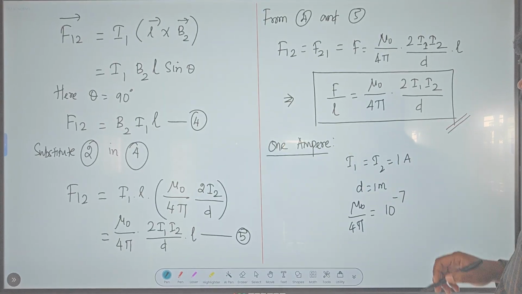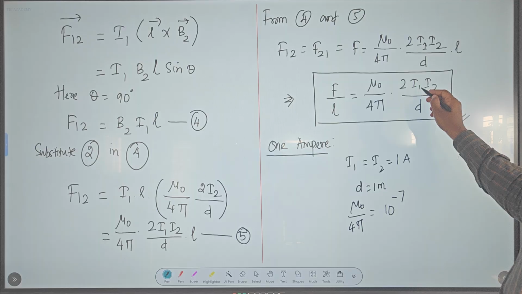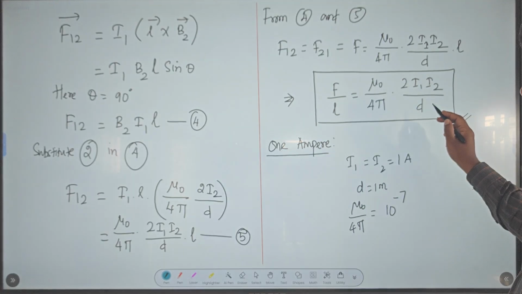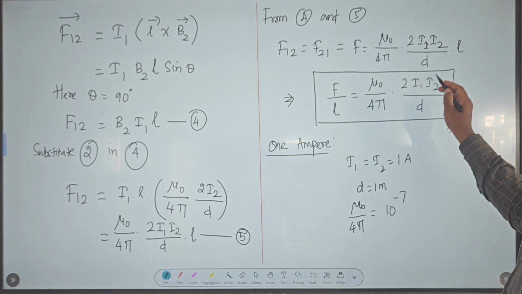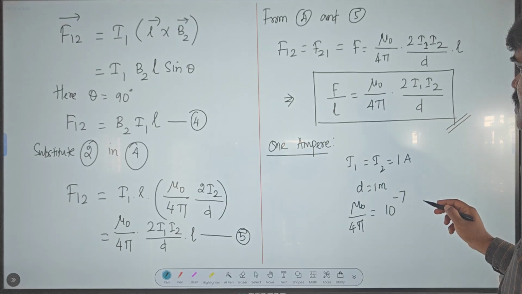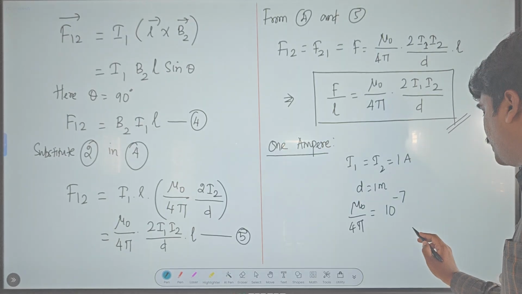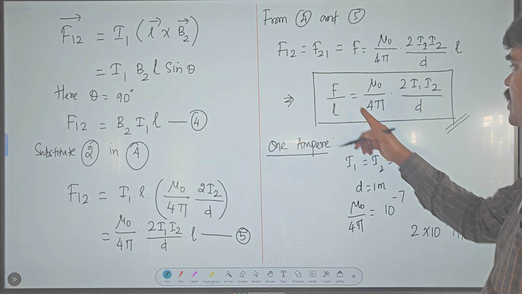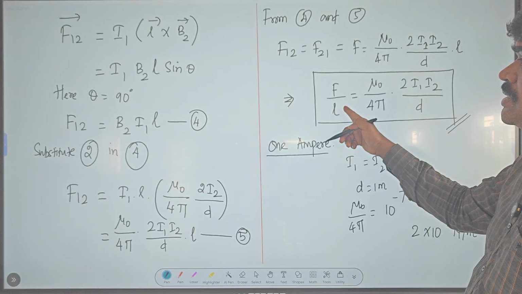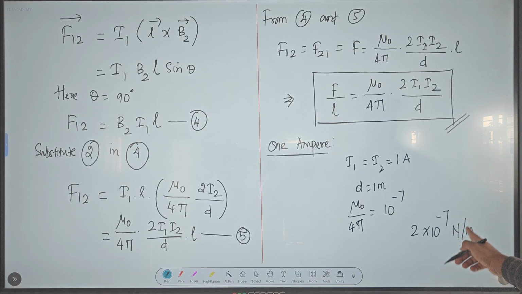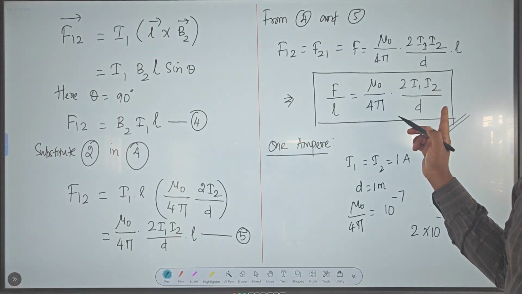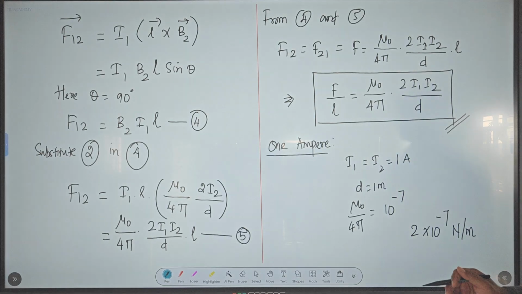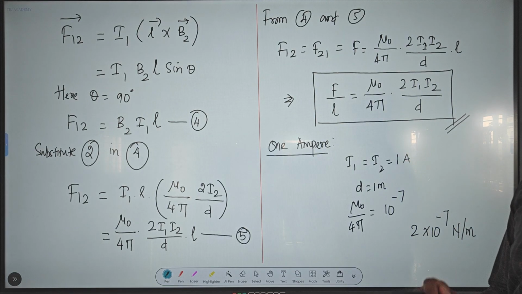Now how do you define 1 ampere? 1 ampere is a steady current that flows through each of these conductors. I repeat, 1 ampere is the steady current that flows through each of the conductors that produces a force of 2 into 10 to the power of minus 7 newtons per meter. You see here, force is measured in Newton, length is measured in meter. So 2 into 10 to the power of minus 7 newtons per meter when they are separated by a distance of 1 meter. It is a very easy way of putting it, and I also suggest people to learn in the same way.